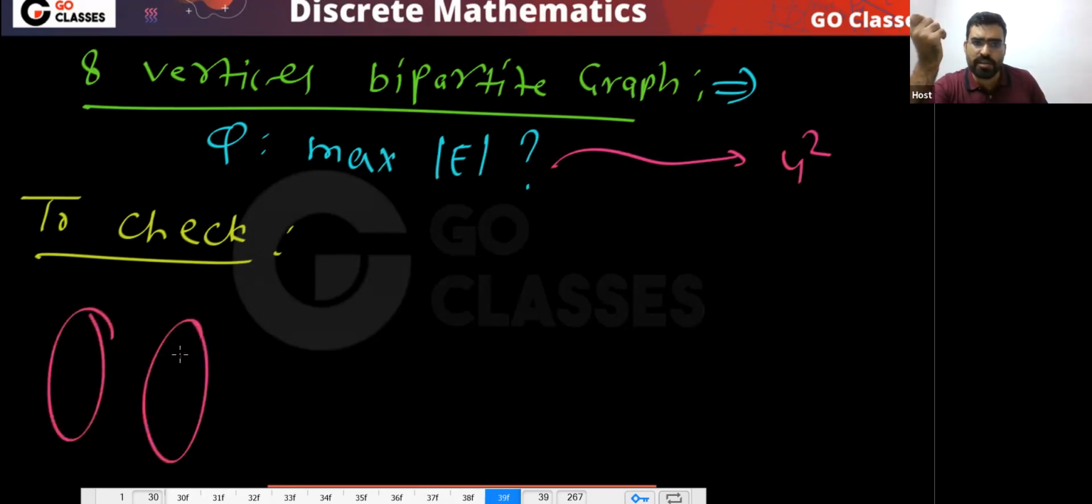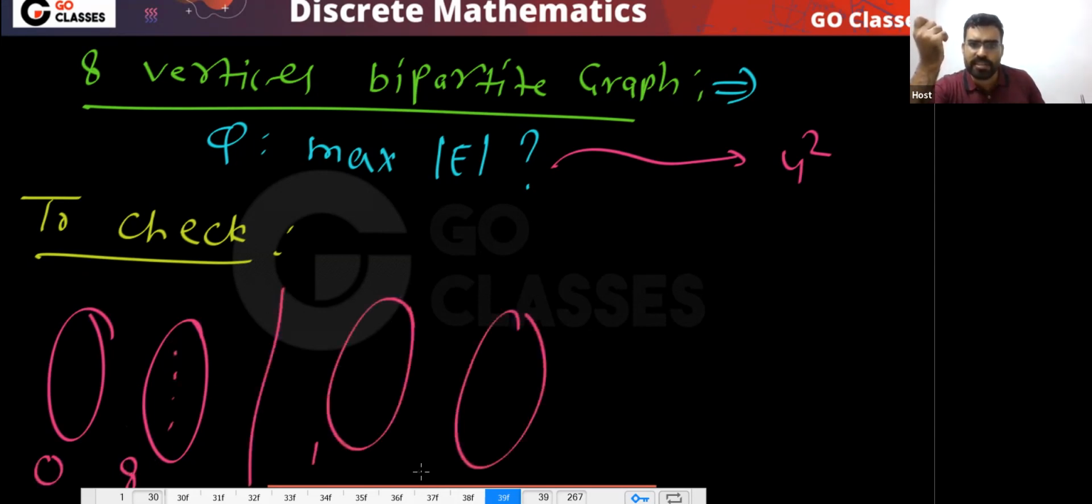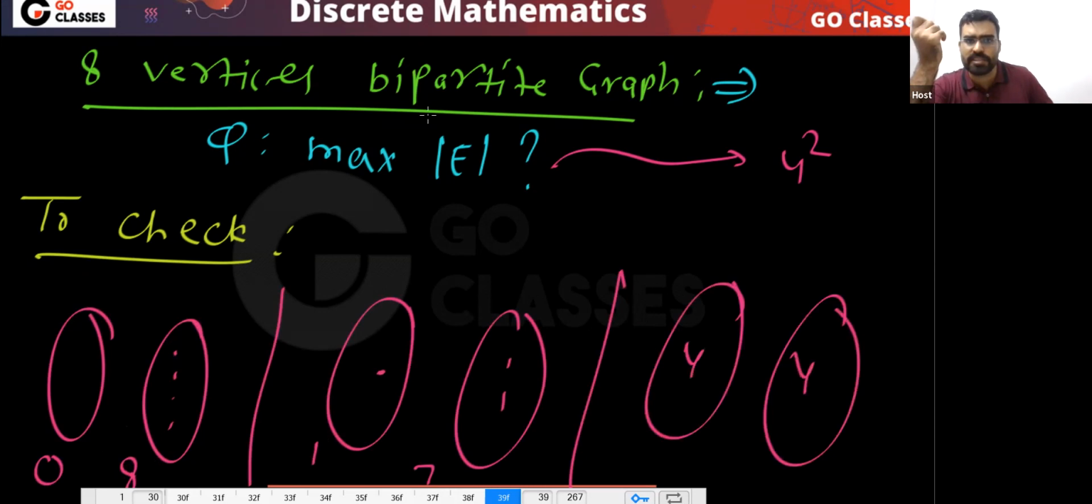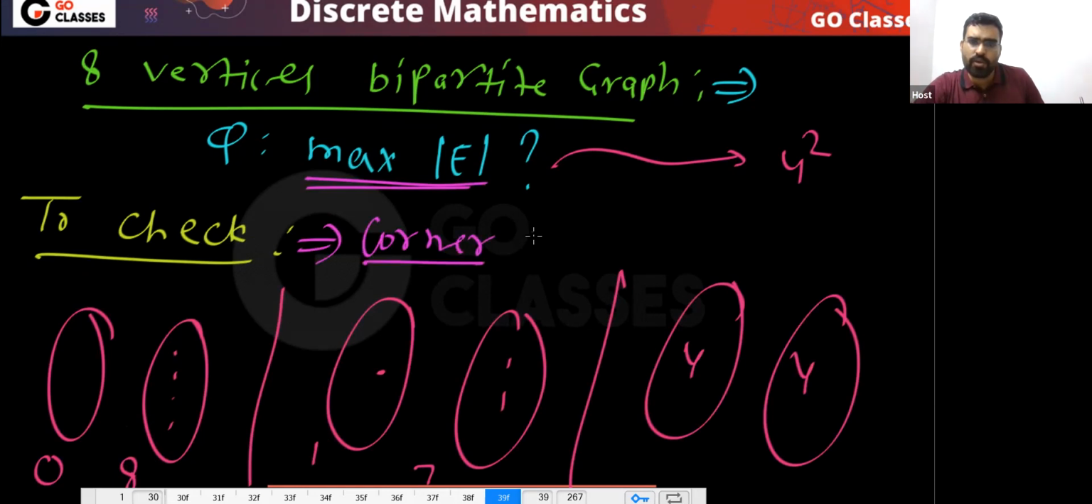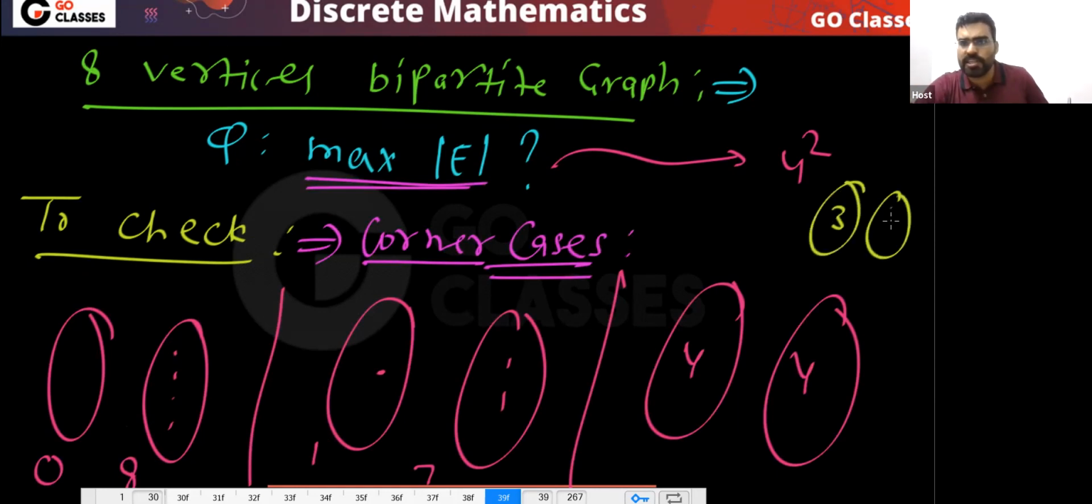These extreme cases you need to check: all the 8 vertices here and 0 vertices there, or 1 vertex here and 7 vertices there, or 4 vertices and 4 vertices. So only these cases you have to check. These are the corner cases, the extreme unfair or fair cases. You don't have to check cases like 3 here and 5 here.